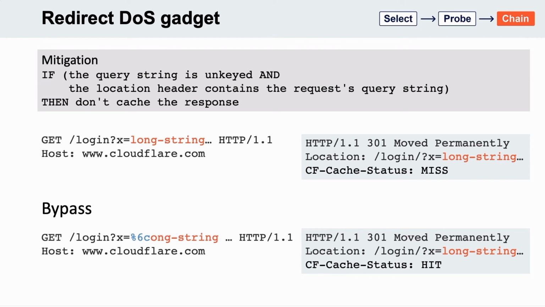And Cloudflare has now fixed this, but obviously if you have any other transformations happening in between the query string of the request and the location header, you'll once again be able to bypass this mitigation and take down a whole bunch of pages.